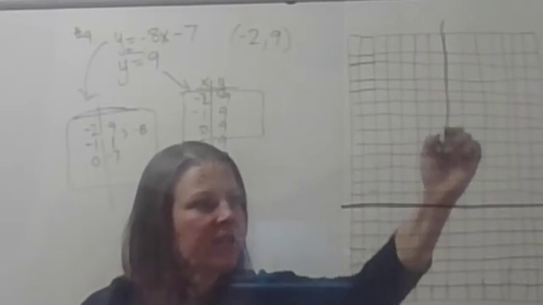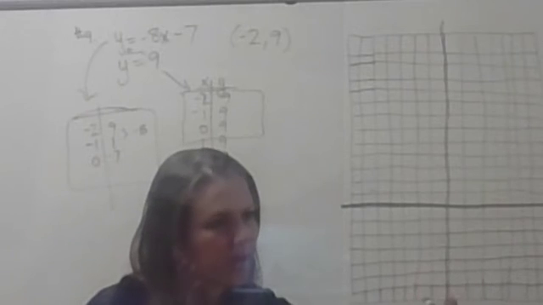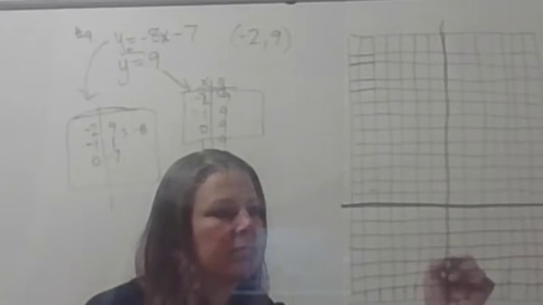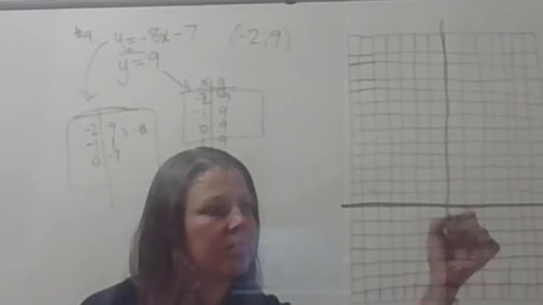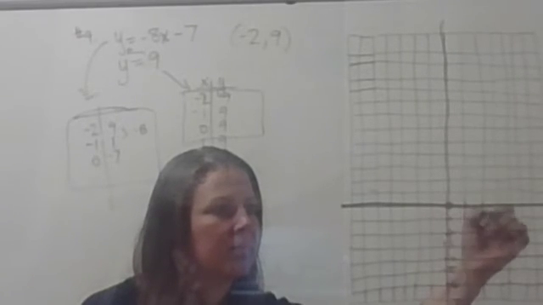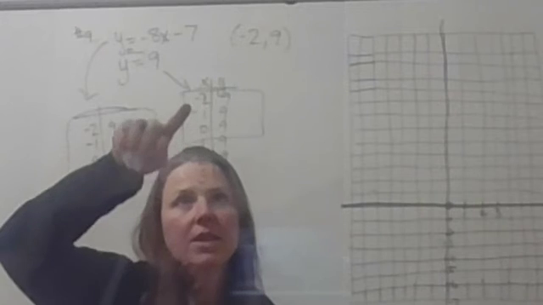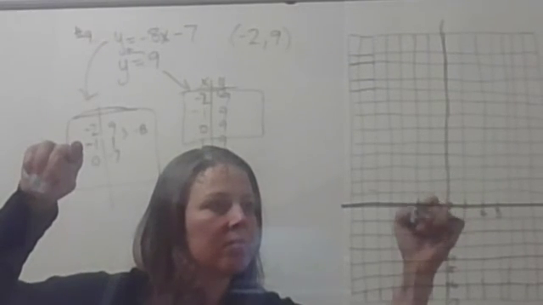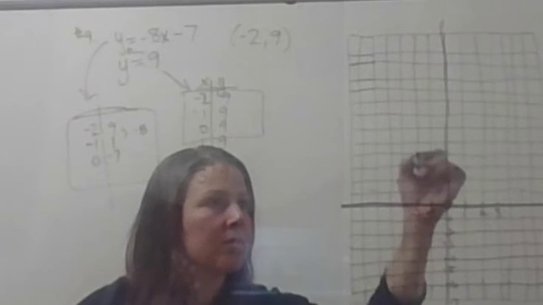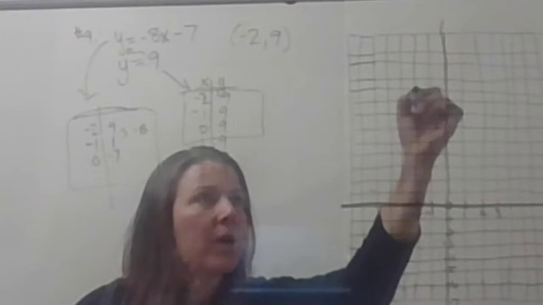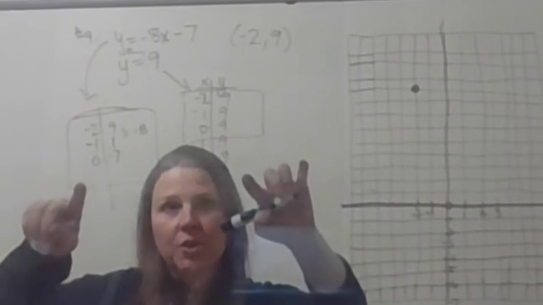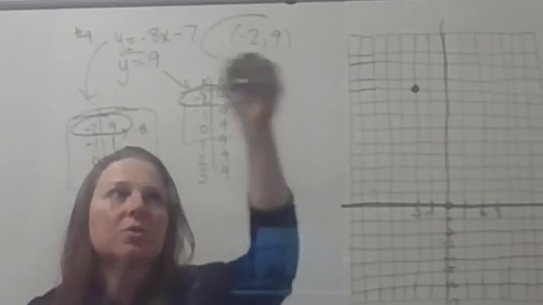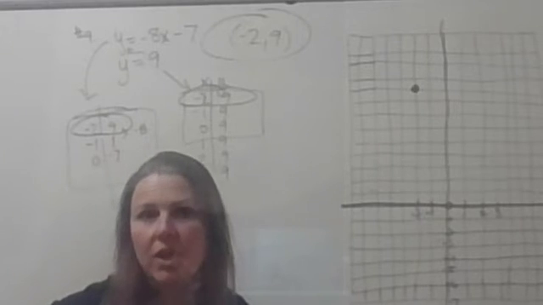So your graph is already given to you. So this would be negative 7. All right, so negative 2, 9 is where both of these lines are going to cross because they both are at negative 2, 9. And we also solved that initially with substitution.